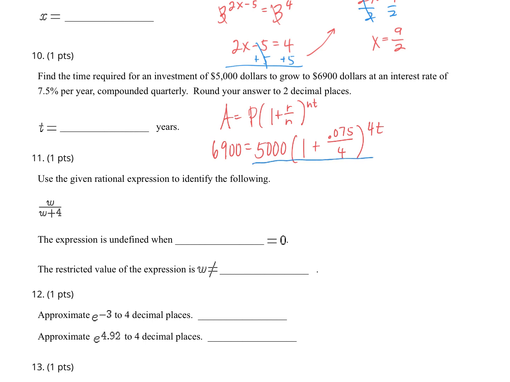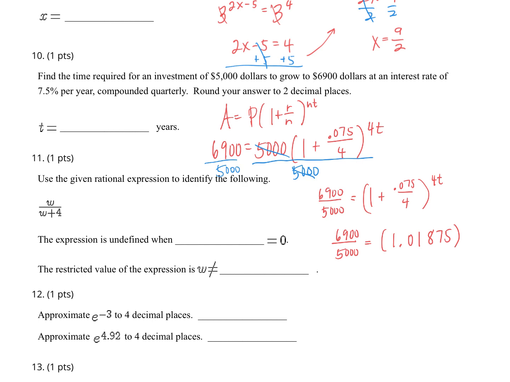Okay, so we got to undo all of this stuff. So we would start by dividing both sides by 5,000. So that would be 6,900 over 5,000 is equal to 1 plus 0.075 over 4 to the 4t. Let's see, 0.075 divided by 4 plus 1. I could go ahead and write that out as a number if I wanted. So 6,900 divided by 5,000 is equal to 1.01875 to the 4t.